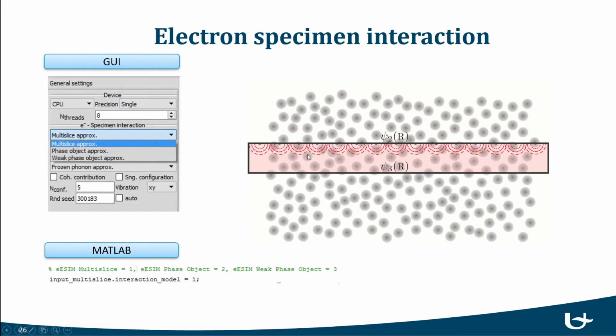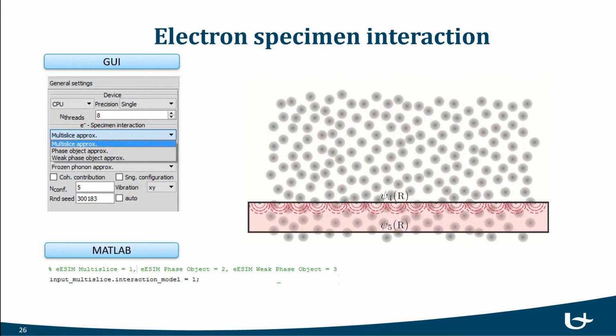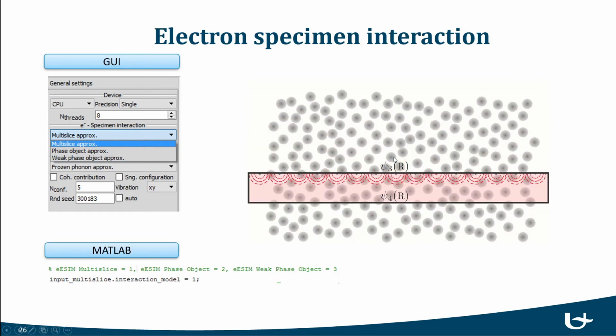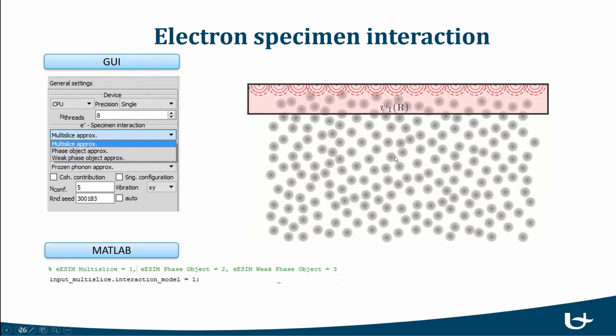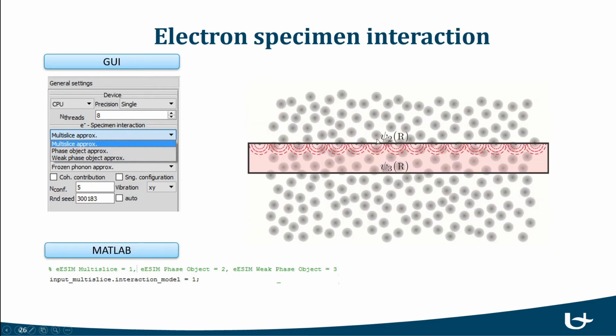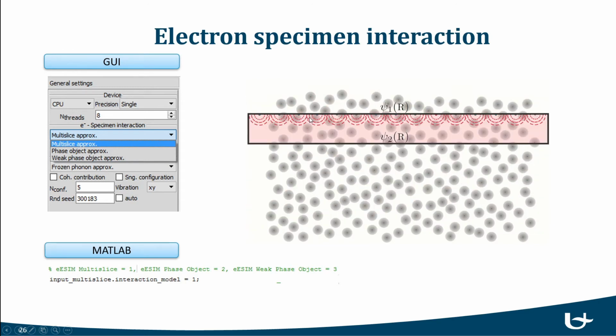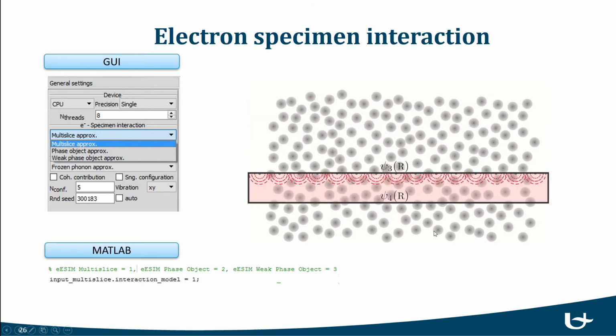In this approach, the specimen is divided into several slices, and at each slice, the projected potential is calculated, from which the transmission function is obtained. Then the transmission function is multiplied by the incident beam, and it is further propagated to the next slice. This whole process is repeated for all slices within the specimen.